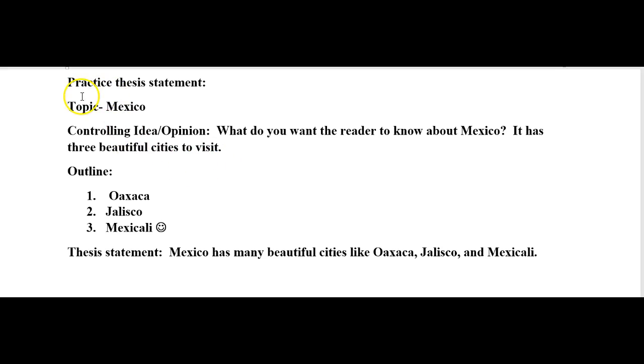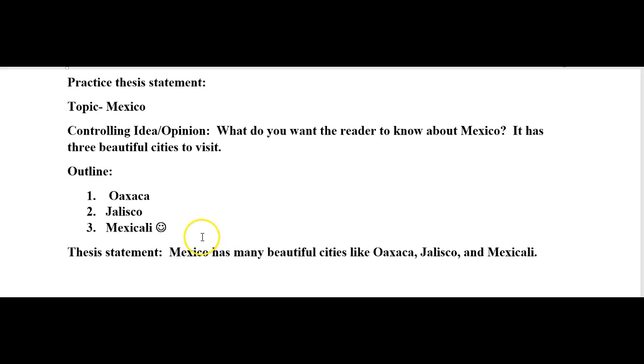So then I have the topic, the controlling idea, and then my outline. What are my 3 subcategories? What cities am I going to talk about? I'm going to talk about Oaxaca, Jalisco, and Mexicali. So, yes, a little smiley face, a little nod to Mexicali there. So then here's my thesis statement. Mexico has many beautiful cities like Oaxaca, Jalisco, and Mexicali.